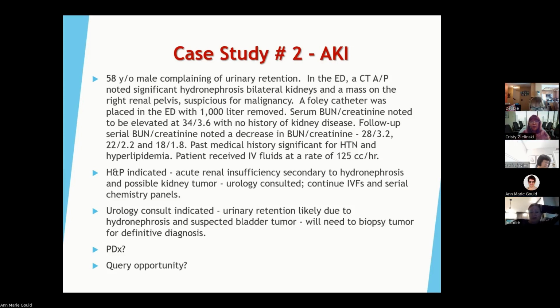So, is this intrarenal, pre-renal, or post-renal? Post-renal, because there is an obstruction. Very good. No more query opportunities right here? Because hydronephrosis has already been documented, that's already a CC. We've got swelling in the kidney, and I think possible tumor as well. Yeah, that's it. Very good.